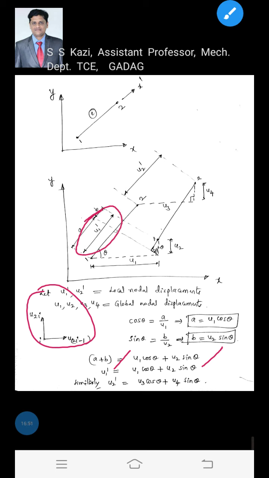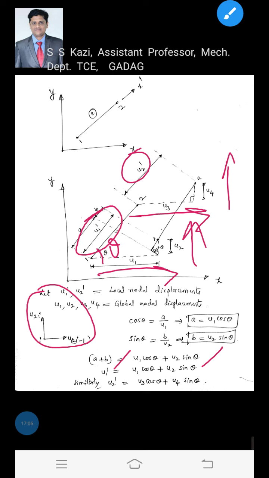Okay, now u1 dash is equal to, we got the relation for local displacement. This is going to be resolved by an angle theta into two, that is one is u1 and another one u2. Likewise this u2 dash is going to be resolved into u3 and u4. Likewise for the relationship we got, u1 dash is equal to u1 cos theta plus u2 sin theta, u2 dash is equal to u3 cos theta plus u4 sin theta.